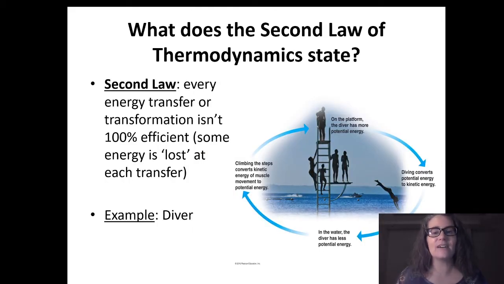The second law of thermodynamics states that with every energy transfer, like our cheetah transferring chemical energy into energy of motion or heat, with every energy transfer or transformation, they don't transfer 100% of all the energy. So they aren't 100% efficient. Some energy is lost at each of those transfers.